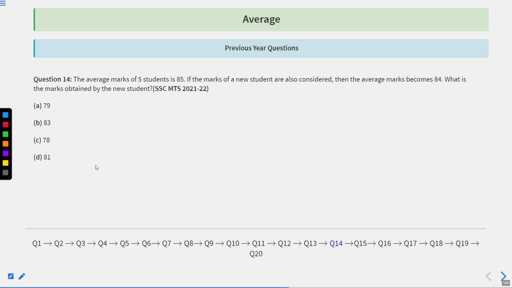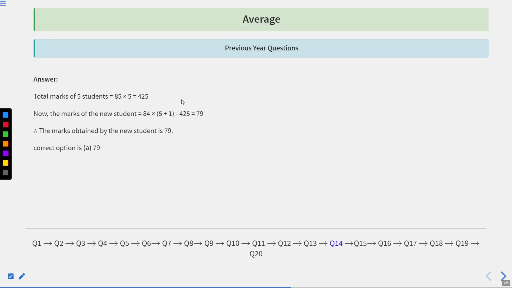Now, let us move ahead to problem number 14. The average marks of 5 students is 85. If the marks of a new student are also considered, then the average marks become 84. What is the marks obtained by the new student?